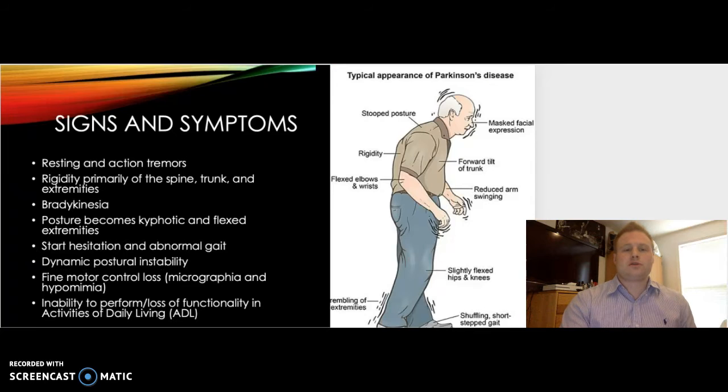So now moving on to the signs and symptoms of Parkinson's disease. As we can see to the right, some of those signs are laid out on the sketch of this man. As we can see at first, the resting and acting tremors, which pretty much means that he's always going to be shaking his fingers, hands, arms, legs, just the inability to keep still and constant tremors going on.